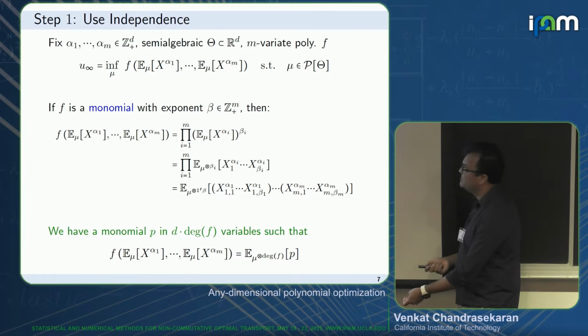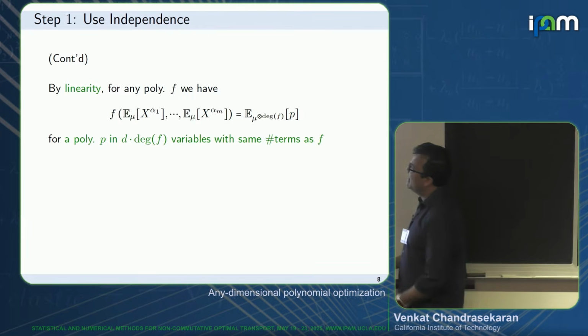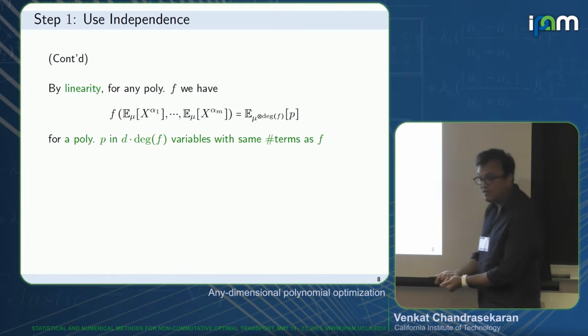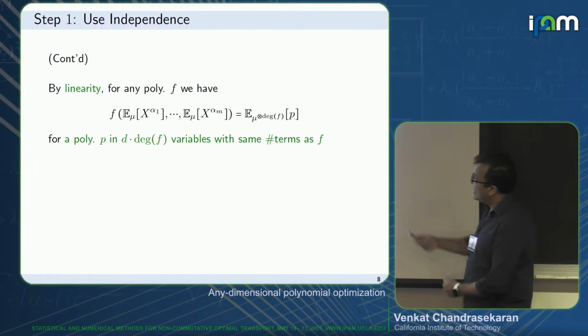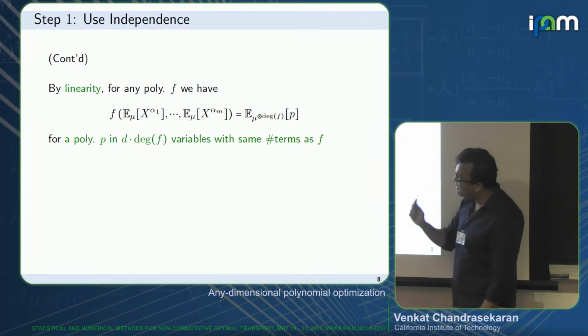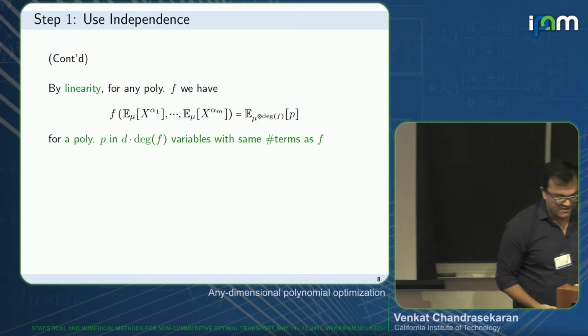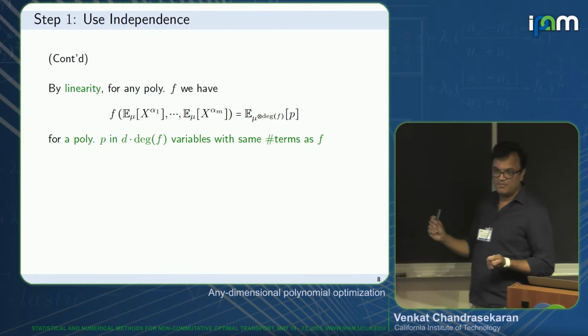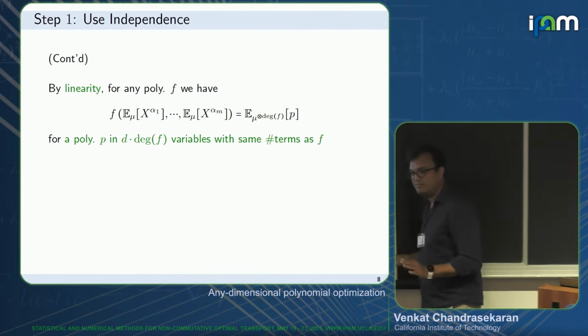So we can take this basic observation, and by linearity, simply assert that when f is a more general polynomial, we have the same expression holding for a polynomial p in d times degree of f many variables, with the number of terms in p being the same as the number of terms in f. Okay?